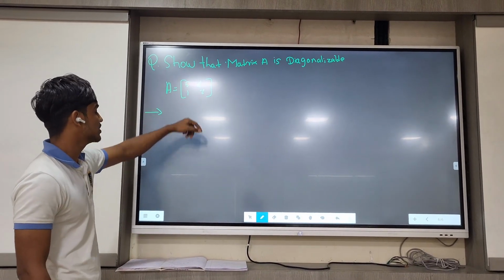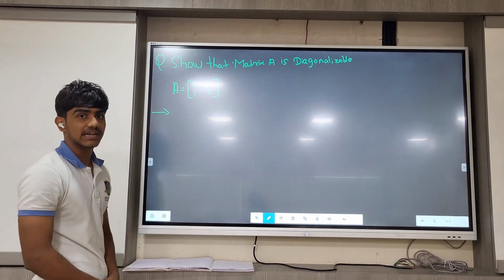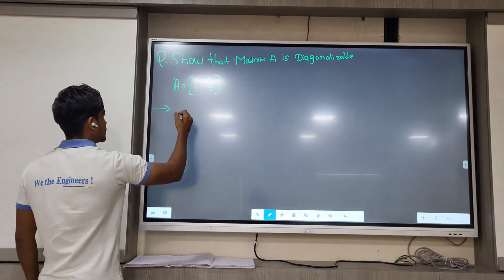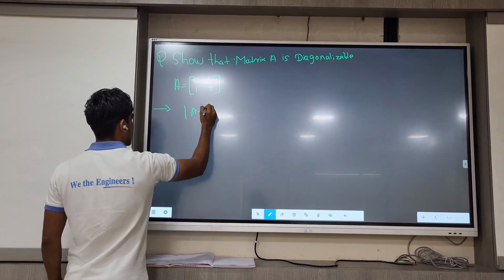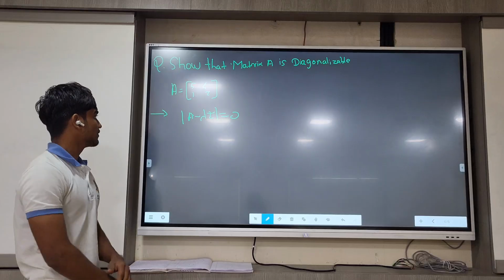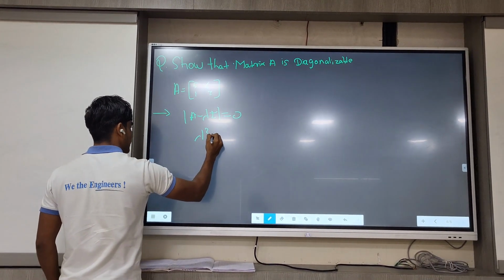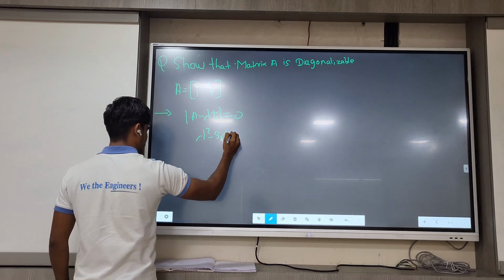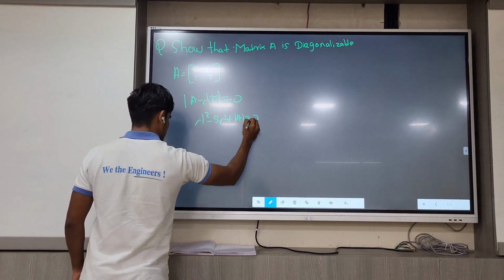So we start with a 2 by 2 matrix, that is 5, 4 and 1, 2. And then first we consider the characteristic equation, that is determinant of A minus lambda I is equal to 0. And then the characteristic equation is lambda square minus S1 lambda plus determinant of A is equal to 0.